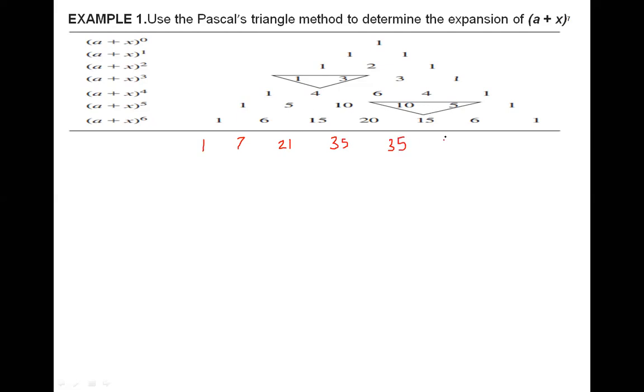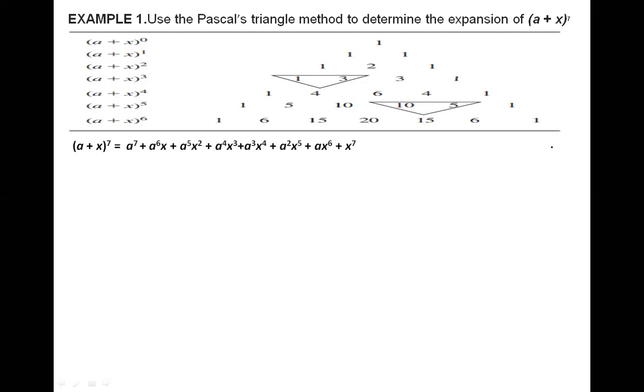15 plus 6, you are getting 21. Then 6 plus 1, you are getting your 7. And then lastly, you write your 1 there. So this is how you form your Pascal's triangle. Let's move on.